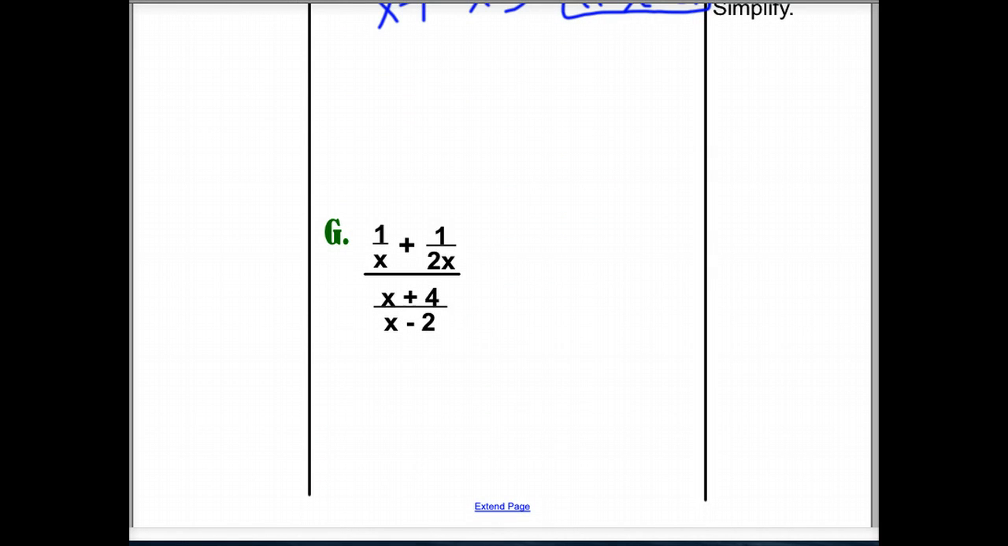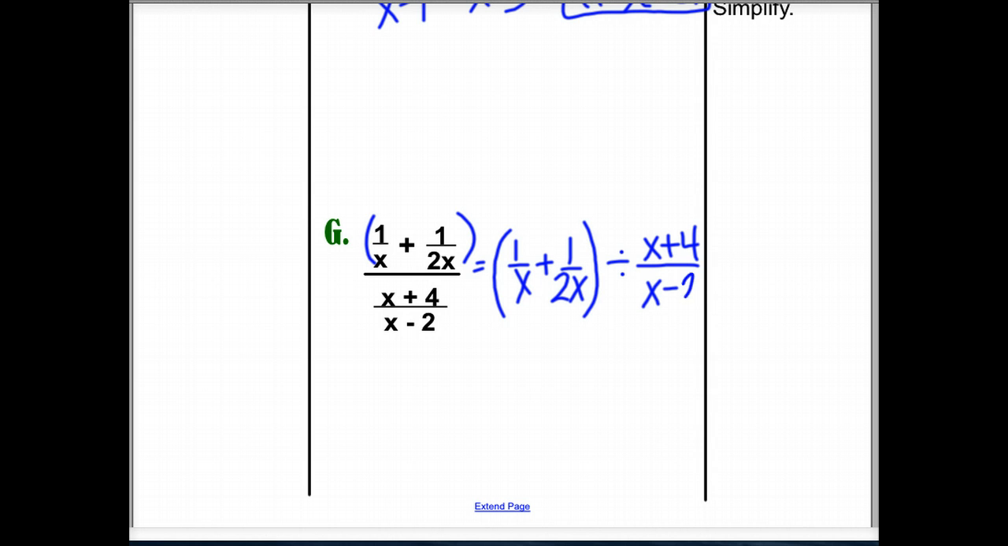Let's look at one more example. In this particular problem, we have a fractional problem within a fractional problem because we have all this that still needs to be combined. So the first thing I'm going to do is rewrite it. I've got 1 over x plus 1 over 2x, divided by x plus 4, times x divided by x minus 2.